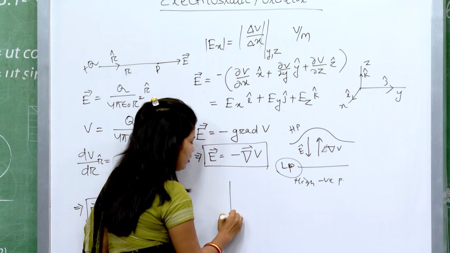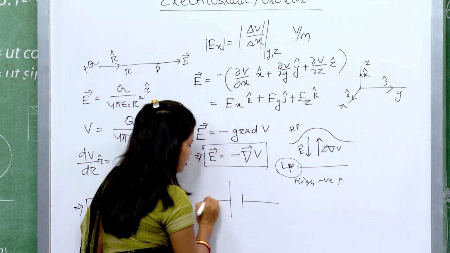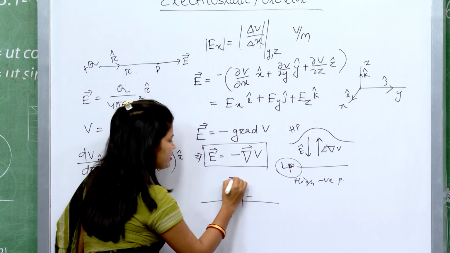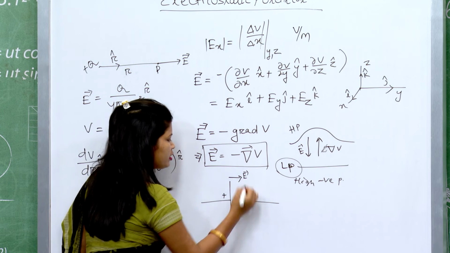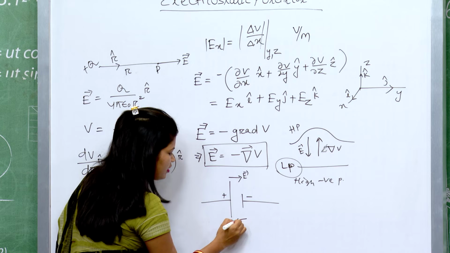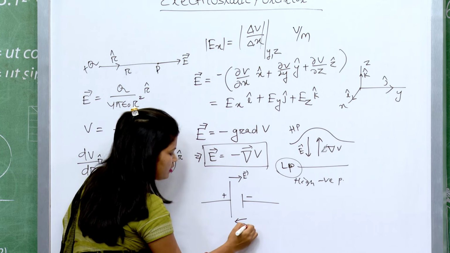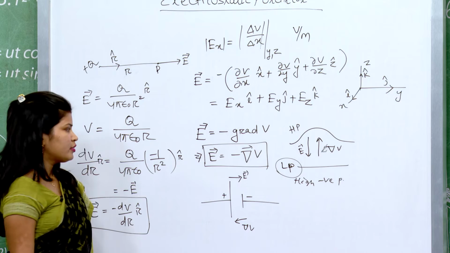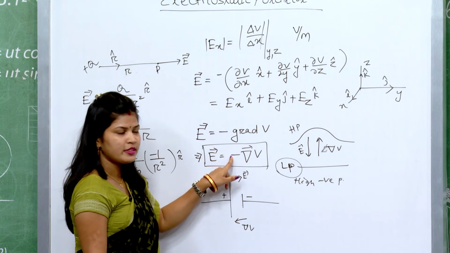In a battery also we can see this is positive and this is negative, then electric field points in the direction of positive to negative, higher to lower, and gradient is in this direction, they are opposite to each other. So, that is why there is a minus sign.